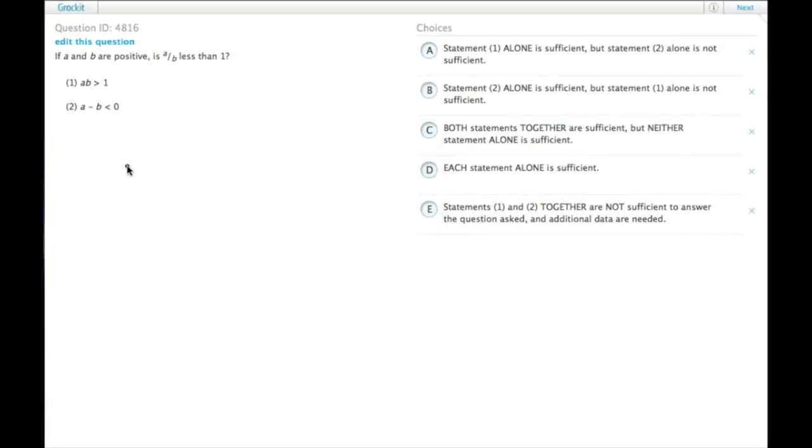So if a and b are positive, is a over b less than 1? If we write down a over b is less than 1 and multiply both sides times b, we know it's positive, so we don't have to worry about switching the direction of the inequality sign. The question is really asking, is a less than b? We need to know some things about a and b, though, in order to answer that.